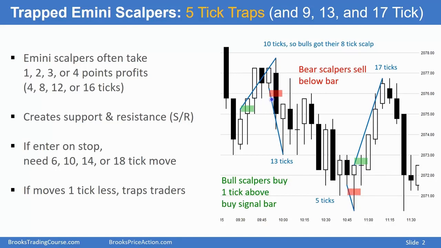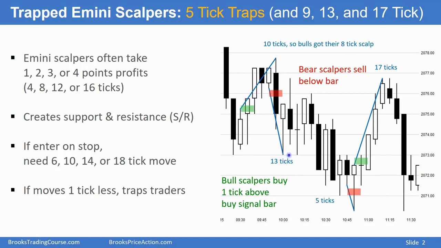You have some bears who sold below this bar. They get filled here, 1 tick below that low, maybe hoping for a 2-point trade or a 3-point trade. Here, the market fell 13 ticks. Those bears who were hoping for 3 points needed it to fall 14 ticks to make 3 points profit. They sell 1 tick below the bar, and then it has to fall 12 ticks to hit their target. It has to go 1 more tick, total of 14 ticks to make 3 points.